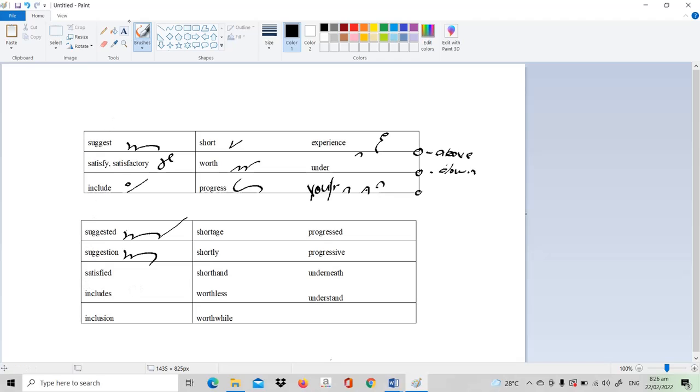Next, we have satisfied. Wait, ano yan? Anyari. Bakit wala na naman tong line?